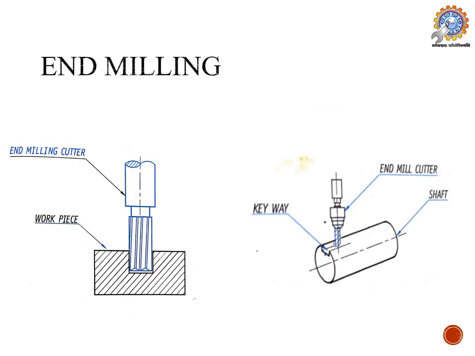Second one, that is end milling or slot milling operation. This process of milling is used to mill slots, pockets and keyways in such a way that the axis of the milling cutter is perpendicular to the surface of the workpiece. A typical end milling operation is shown in the figures.